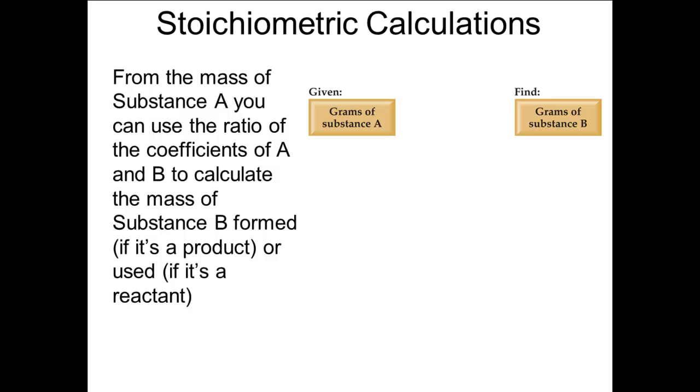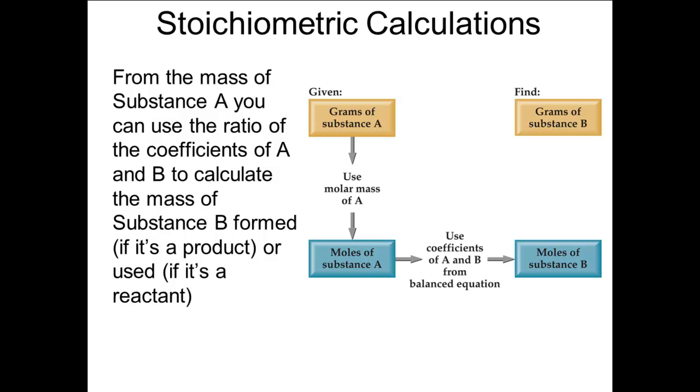For example, given the grams of substance A, we can use the molar mass of A to find the number of moles of A. From the number of moles of A, we can use the mole ratio, formed from the coefficients of A and B in the reaction, to find the number of moles of B. And the number of moles of B can be used with the molar mass of B to find the grams of substance B.